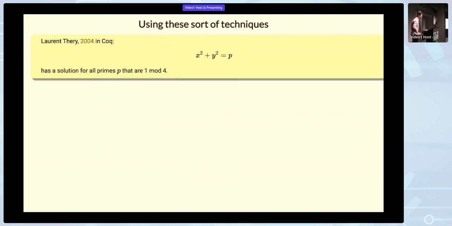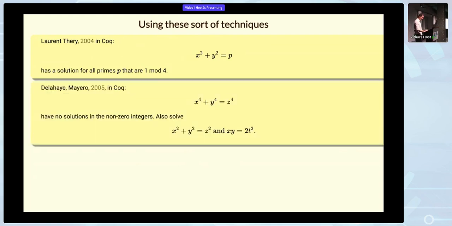So these tools have been used in formalization before. Notably, this goes back to 2004 in Coq. This is a classic equation also solved by Fermat, which says that for all primes p that are 1 mod 4, the equation x squared plus y squared equals p has a solution. So 5 is 1 squared plus 2 squared, for example. So this resolution was formalized, and this involves quadratic reciprocity. And well, it's quite nice, and it was done almost 20 years ago.